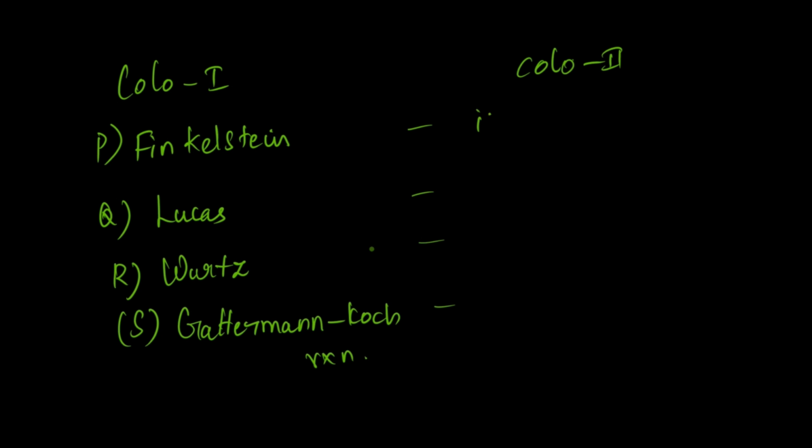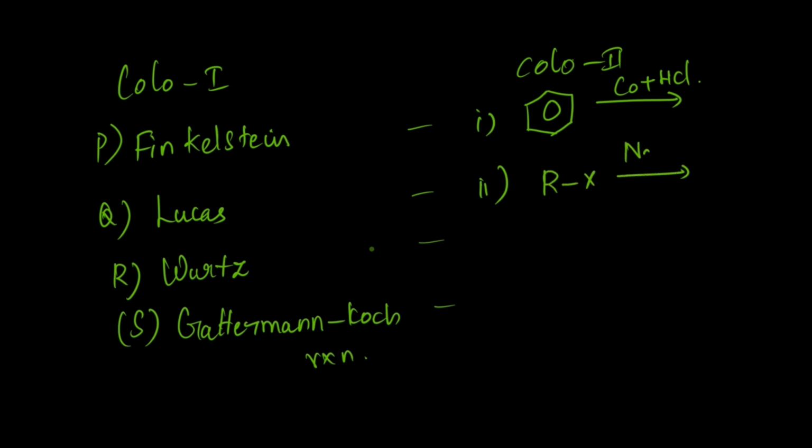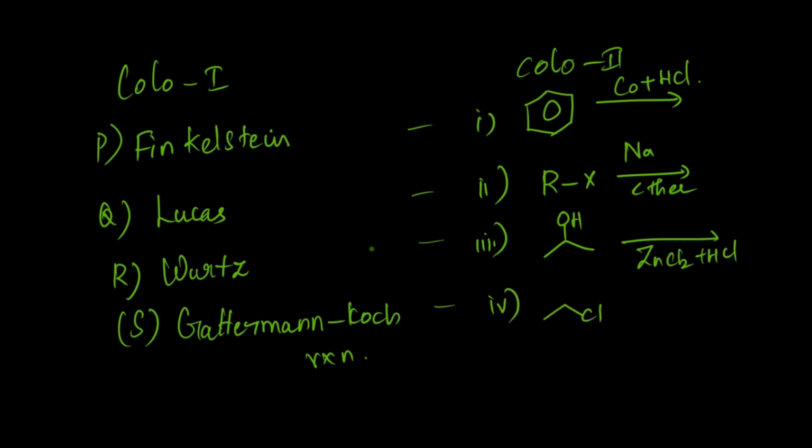Column 2 refers to the reactions. The first is a benzene ring reacting with CO, HCl. The second is RX with sodium in ether. The third is a secondary alcohol with ZnCl2, and the fourth reaction is CH3CH2Cl with NaI in acetone. So which of the following matches?